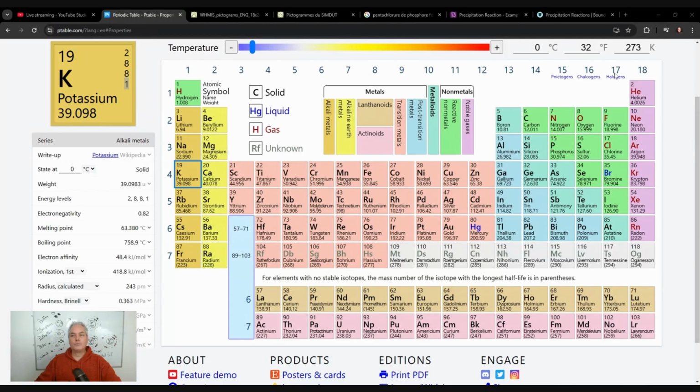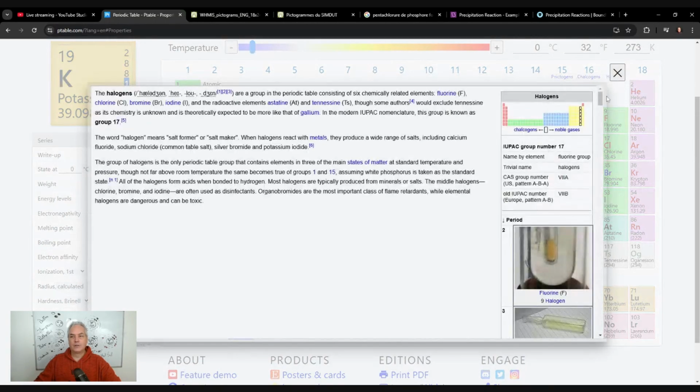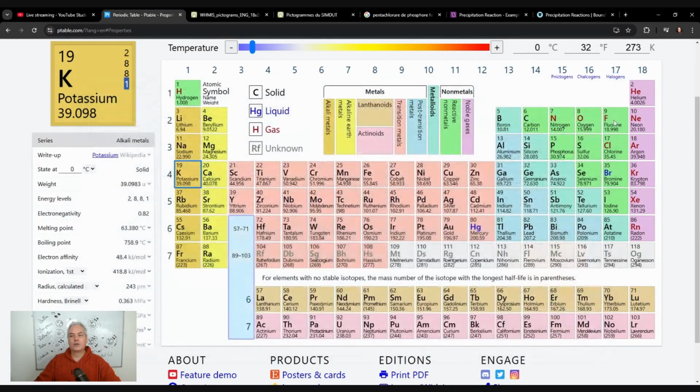And another group is called the halogens. The halogens are the second last column here with fluorine, chlorine, bromine, and iodine. So here we have these elements that are looking for 1 extra electron to complete their valence shell. So they all react similarly, and they have their own name and own family.